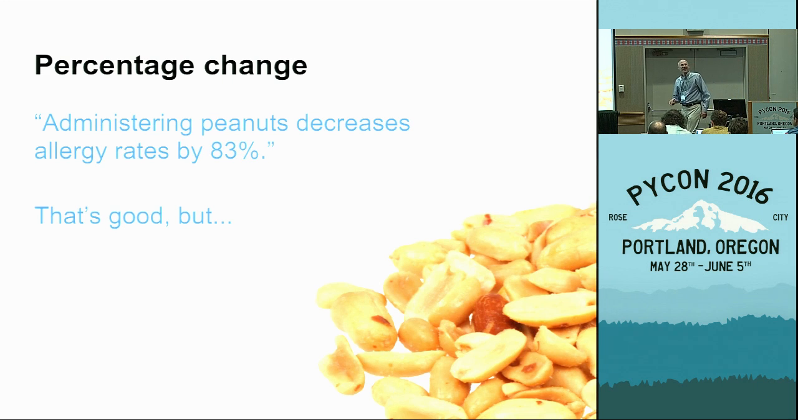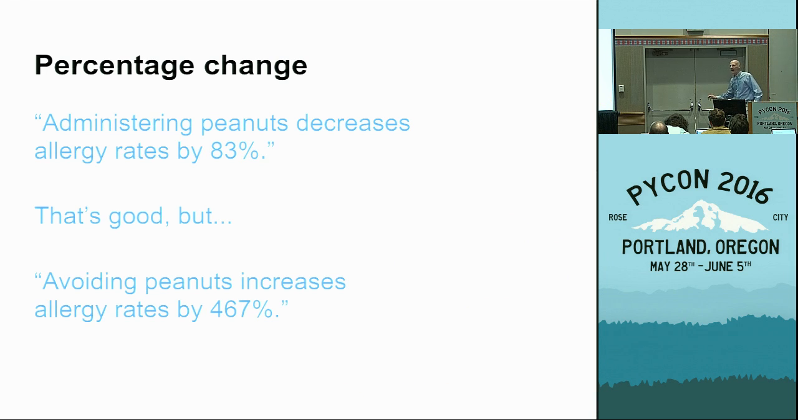Good. So raw differences is one option. A percentage difference, which is you can say that if you administer peanuts to your young children, you will decrease their probability of getting allergies by 83%. And that's a nice number. It has a slight difficulty, which is that in this case, it's not clear what's the treatment and what's the control, because you could flip this around and say that if you avoid peanuts, you increase your probability by 467%. And they're both true, but they have different impact.